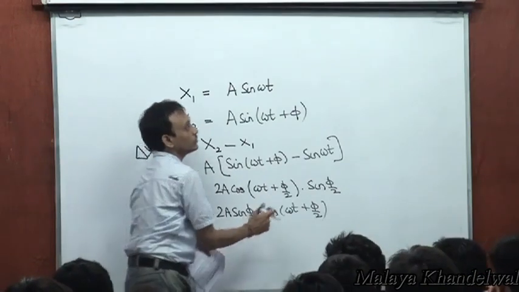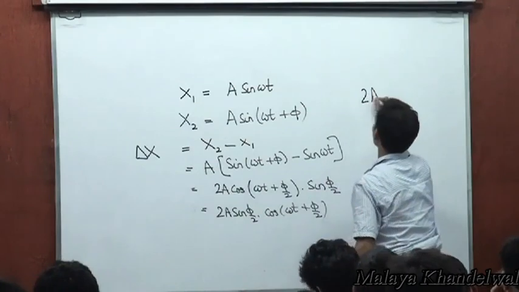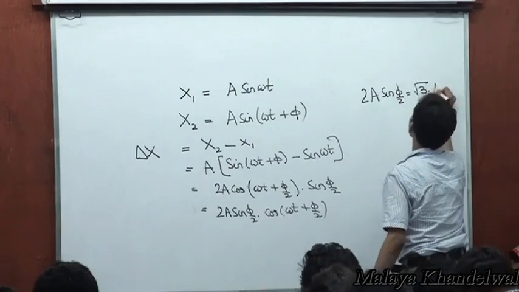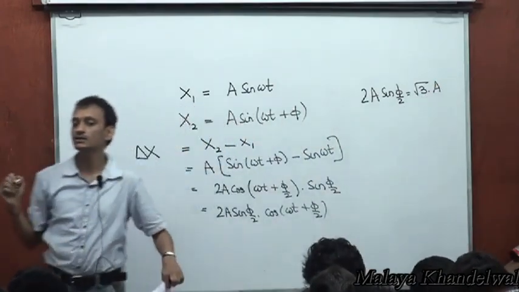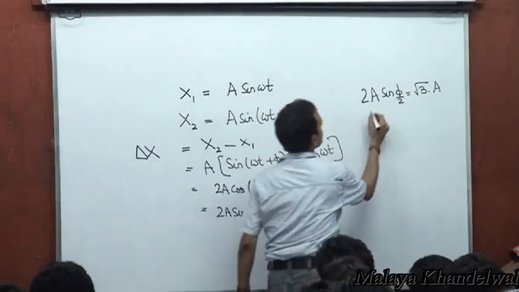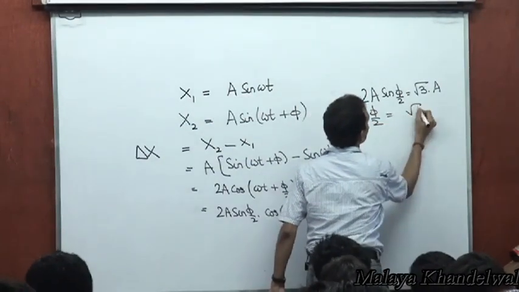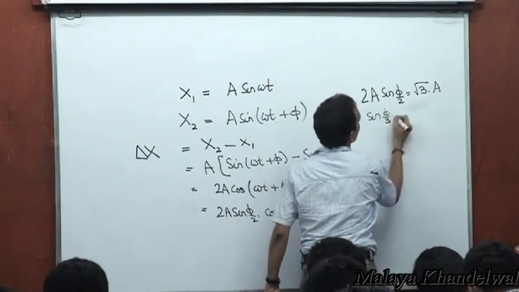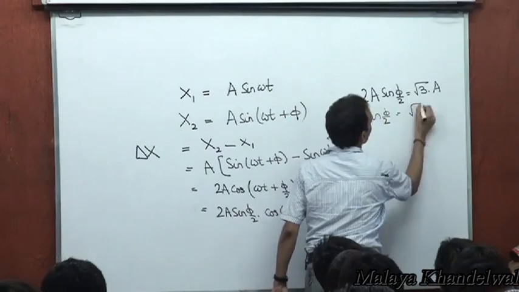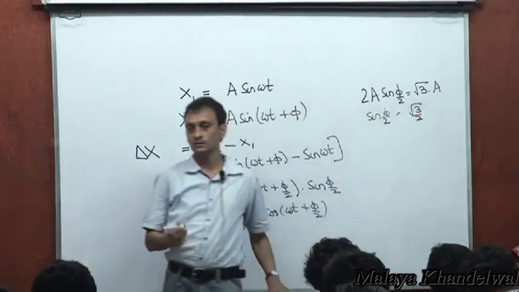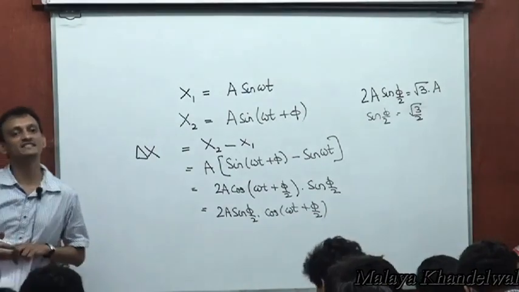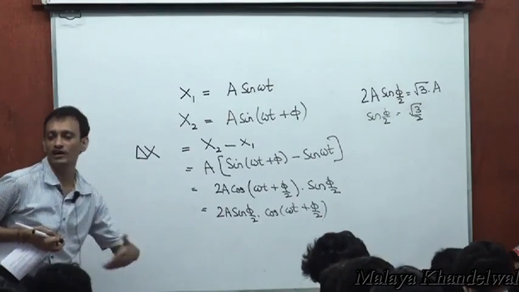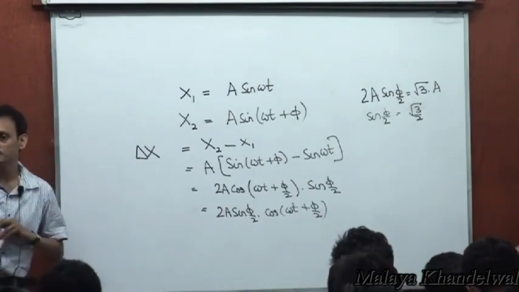2a sine phi by 2 is given in the problem to be equal to root 3 times the amplitude. So sine phi by 2 is root 3 by 2, and so on and so forth. Phi by 2 must be 60 degrees, or phi must be 120 degrees. So phi is 2 pi by 3. Clear?